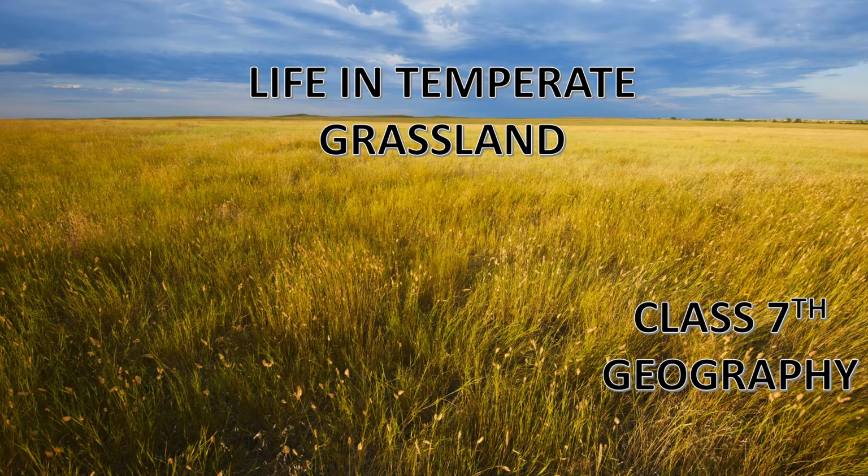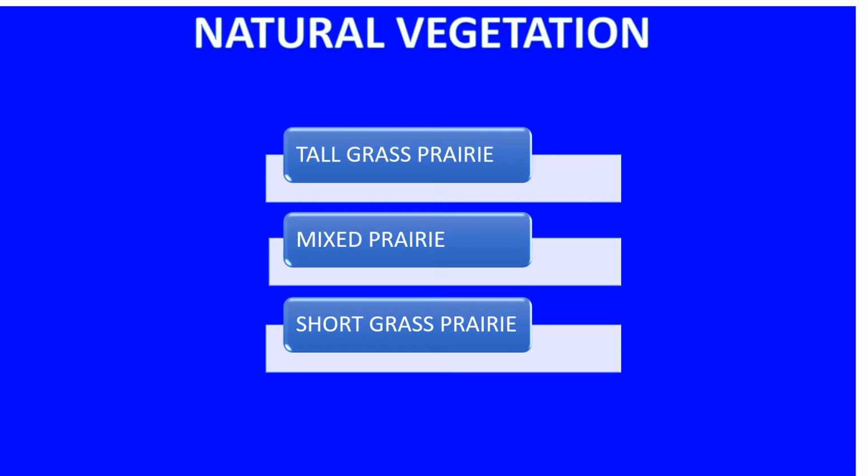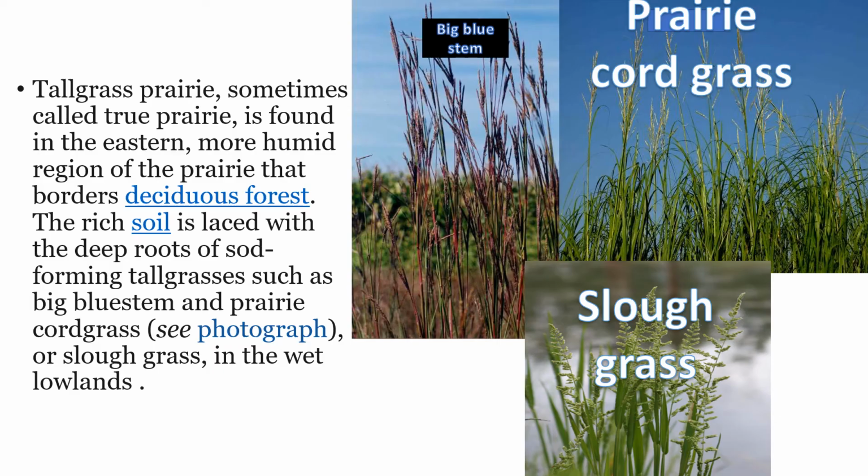Good morning, dear students. Today we will learn more about life in temperate grasslands. The natural vegetation of the temperate grassland is divided into three zones: tall grass, mixed prairie, and short grass prairie. Let's see them one by one. First, let's talk about tall grass prairie, which is sometimes called true prairie, and it is found in the easternmost part.